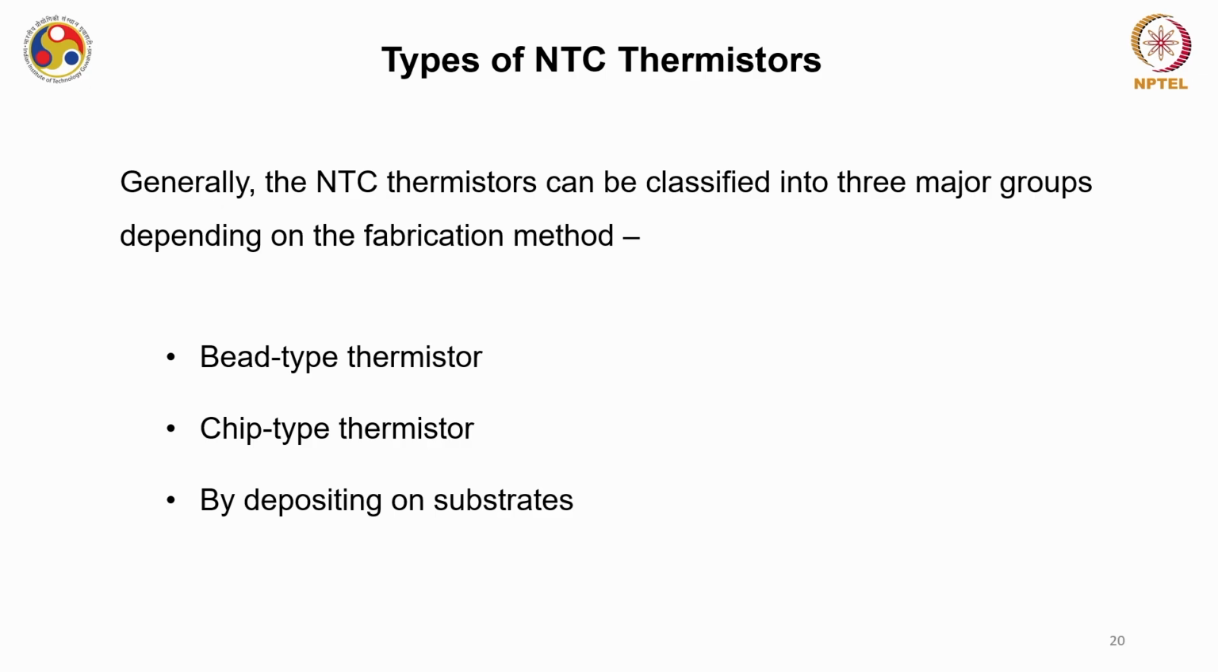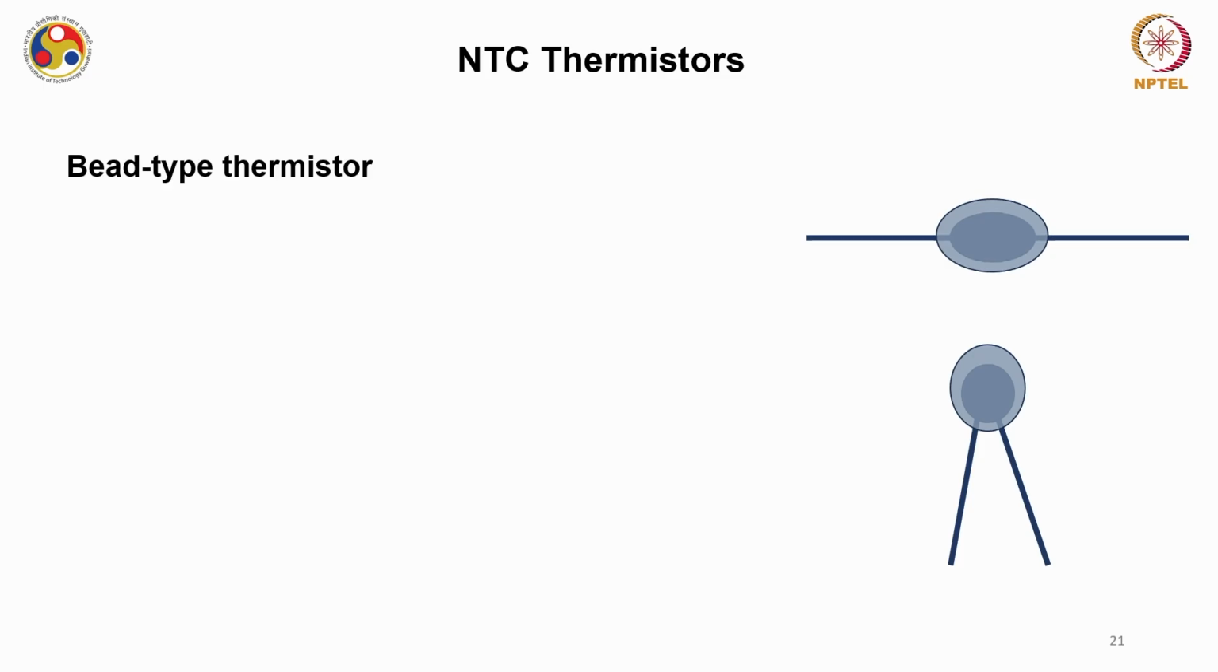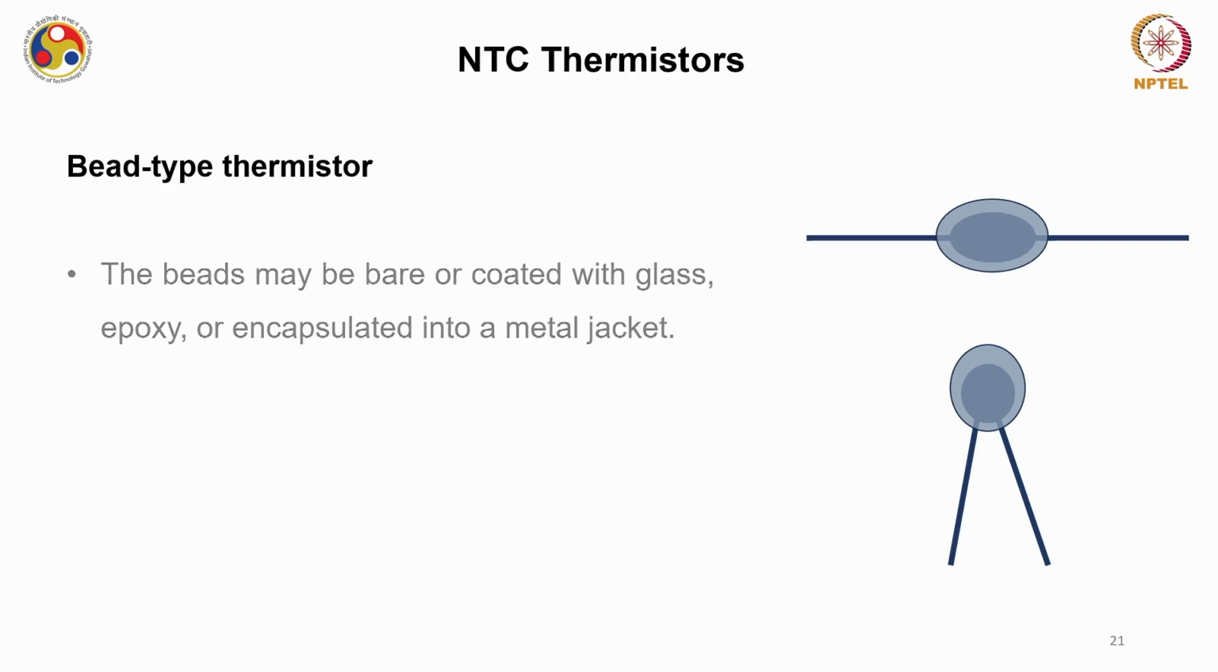Okay, so generally the NTC thermistors can be classified into 3 major groups depending on the fabrication method or its shape and size and other form factor considerations. It can be a bead type thermistor, it can also be a chip type thermistor, and sometimes you can obtain this by depositing on some substrates. So let us see what a bead type thermistor is very quickly. You can see schematic diagrams for the bead type thermistor. I think from this diagram things would have been clear to you.